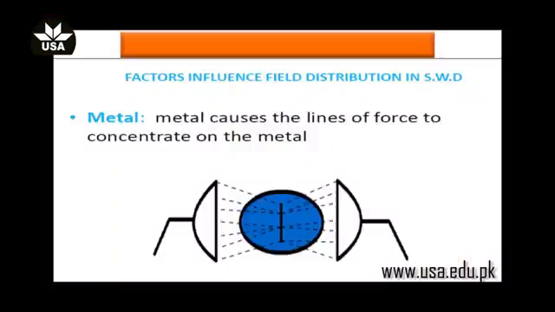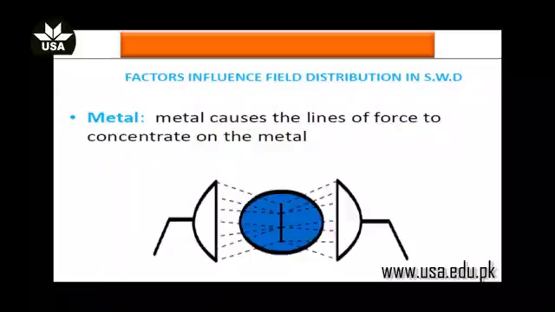The third factor that we have is metals. Basically, metals are responsible for distorting the field distribution. Metals cause the lines of force to concentrate on the metal. Therefore, the field is going to be disrupted, and it is going to cause more concentration of heat around the metal, due to which there would be burns and a chance of internal burns around the metal because metals have high thermal conductivity.